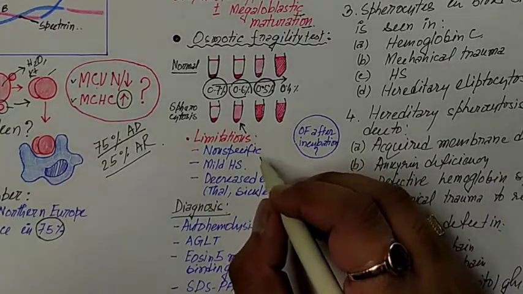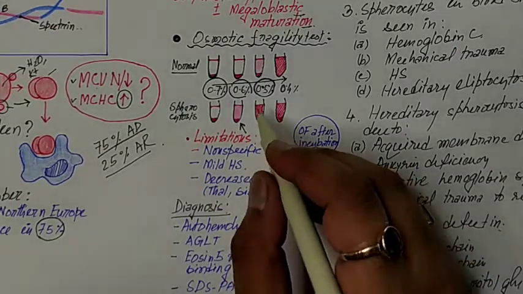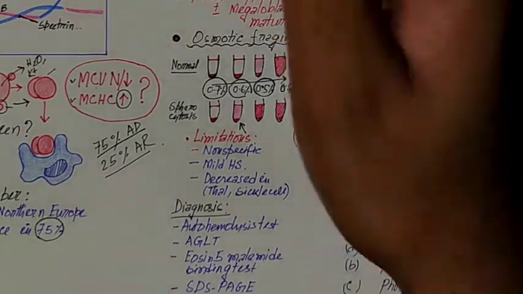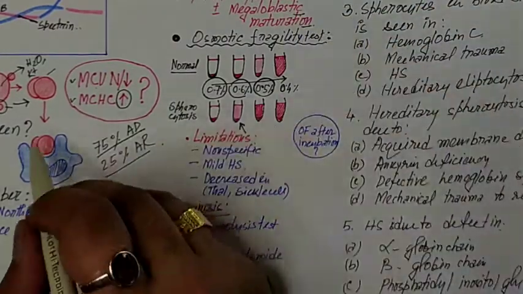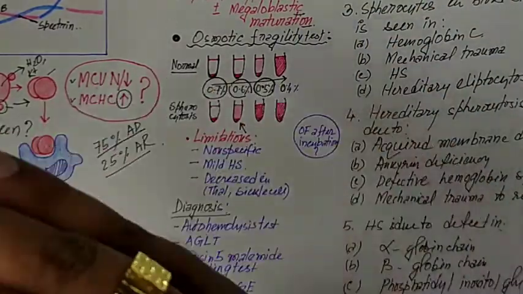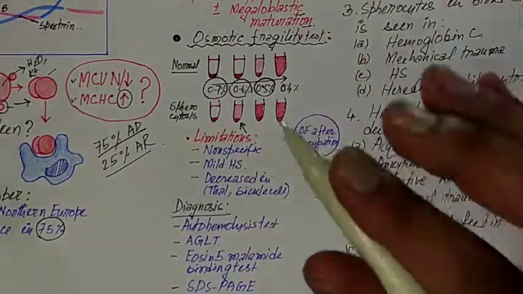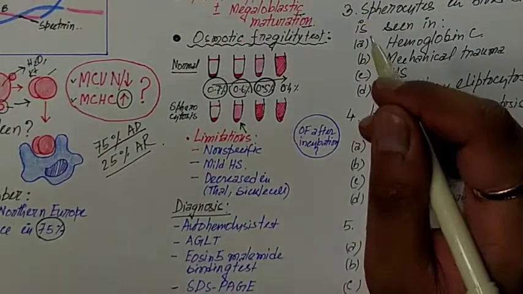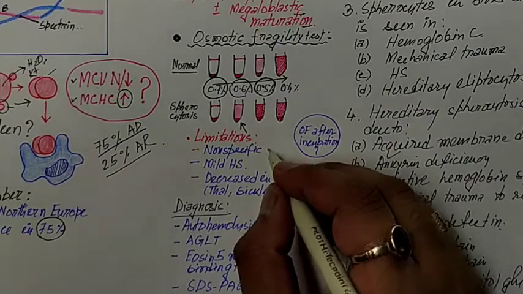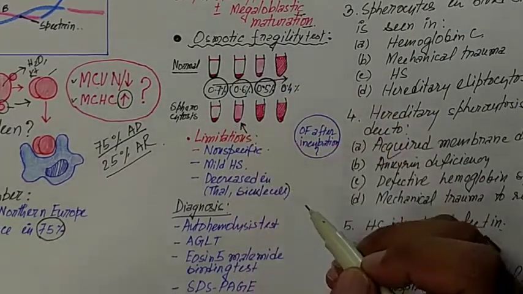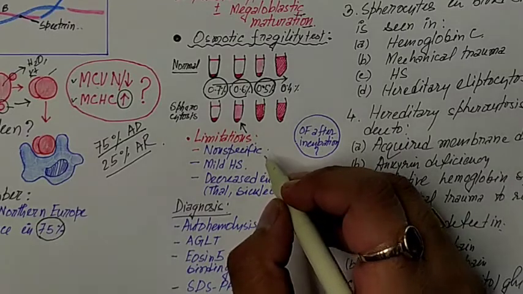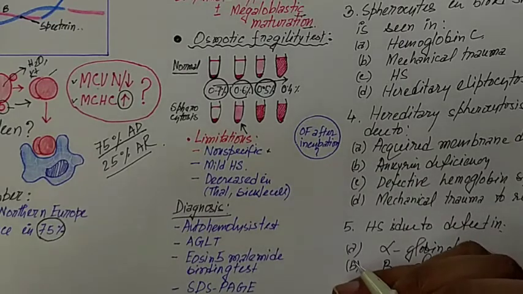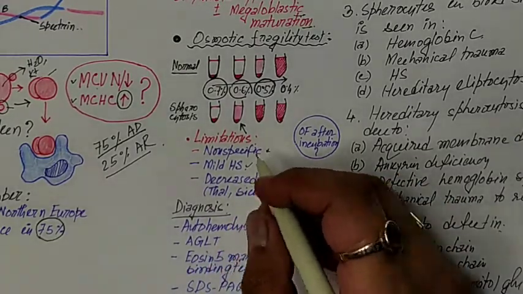The first limitation is that it is non-specific. This test may be positive when the blood contains spherocytes. These spherocytes are present in hereditary spherocytosis, but they can also be present in various other conditions like autoimmune hemolytic anemia, or in burn patients. So a positive test doesn't mean hereditary spherocytosis. It can be present in burns or autoimmune hemolytic anemia. So it is non-specific.